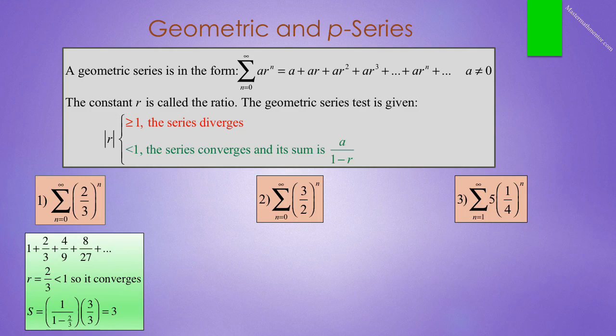To find the sum, s is equal to 1 over 1 minus 2/3, and to clear the complex fraction, we multiply by 3 over 3, getting 3 over 3 minus 2, which is 3.